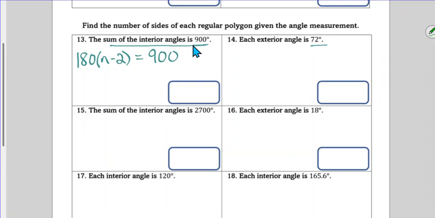You could also just kind of guess and check on this if you wanted to. But I'm actually going to set up the equation and then solve that. You could distribute the 180. I'm just going to divide by 180 on both sides. That'll give you n minus 2 equals 5. And then we add the 2 to both sides, and we get that n, or the number of sides, is 7.